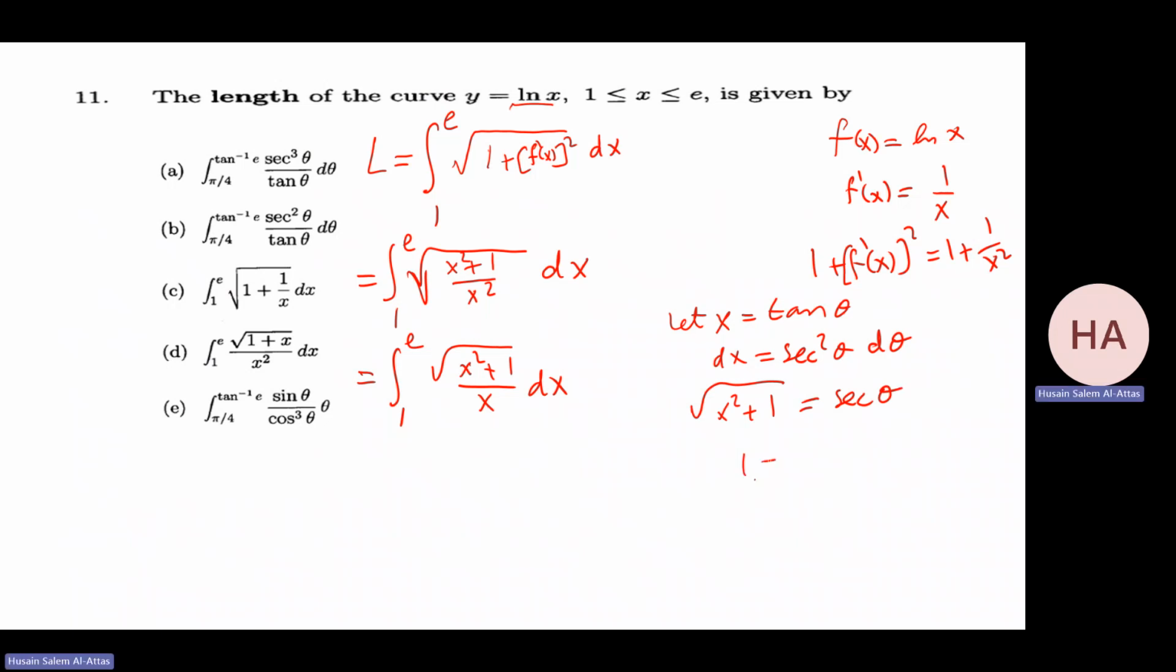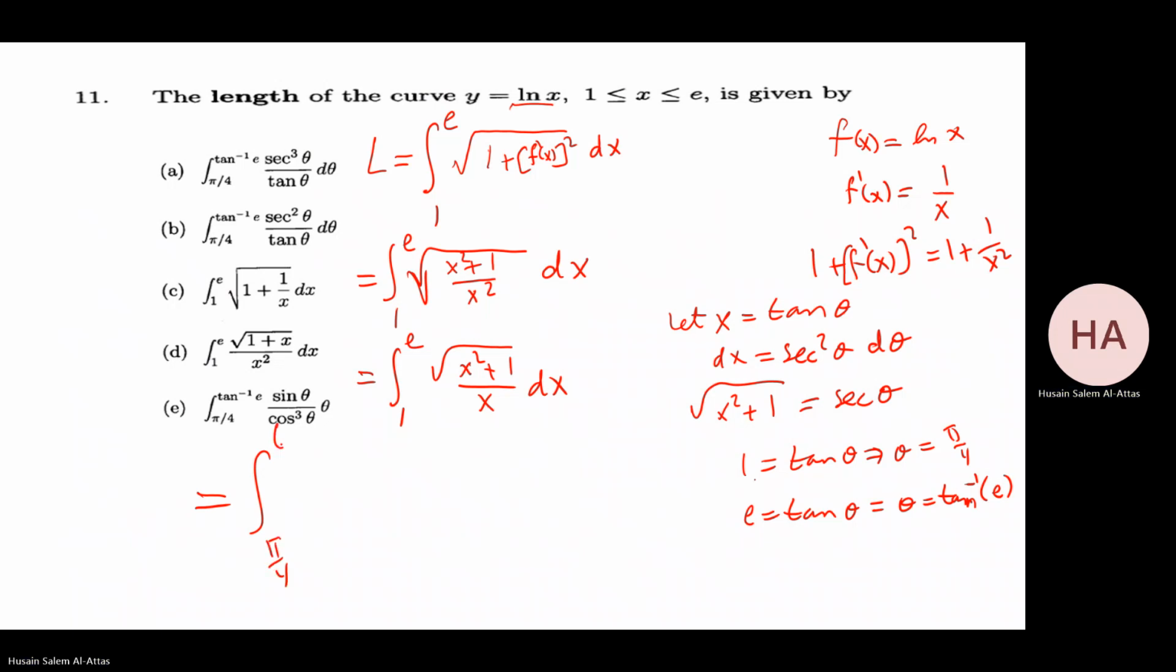When x is 1 and x equals tan theta, then theta equals pi over 4. When x is e and x equals tan theta, then theta equals tan inverse of e. Tan inverse of 1 is pi over 4. I don't know tan inverse of e, so I'm doing this substitution, and this is what we'll do in 8.4, but let me do it here. That will be from pi over 4 to tan inverse of e. This one will be secant theta times secant square theta d theta over tan theta.